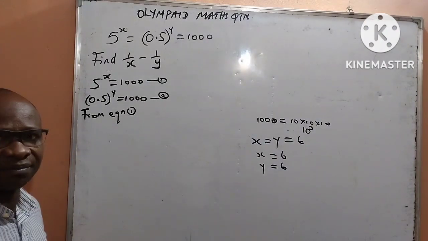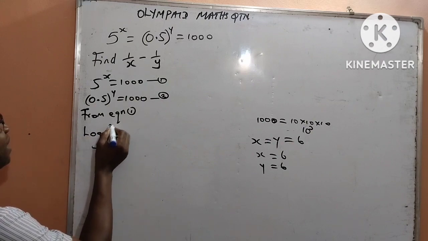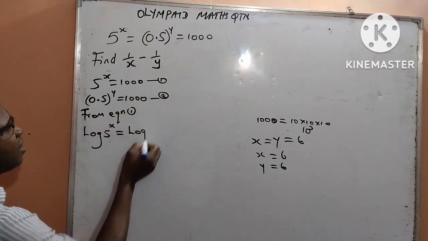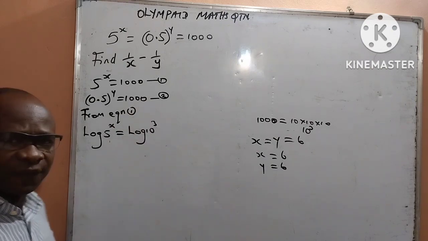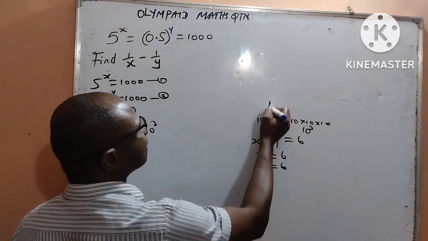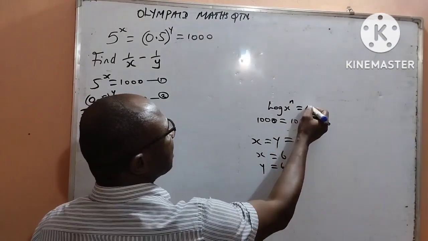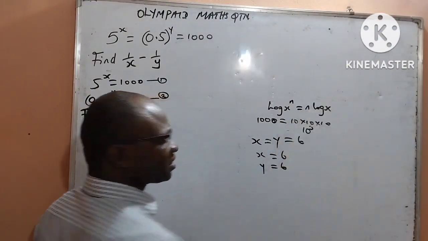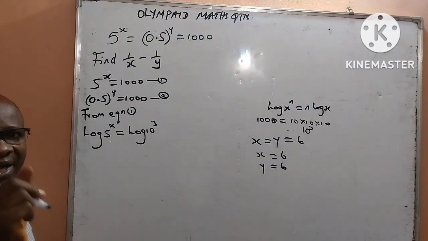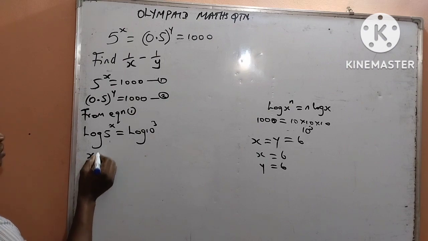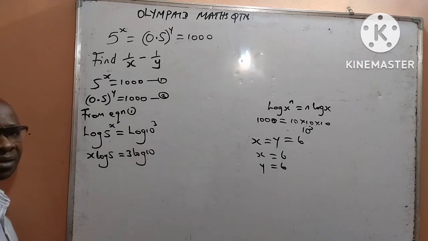So applying the logarithm to both sides, I shall have log of 5 to the power x is equal to log of 10 to the power 3. Law of logarithms: if I have the logarithm of x to the power n, it is equal to n times log of x. This law of logarithms, I shall apply it here, and I will have x log 5 is equal to 3 log 10.